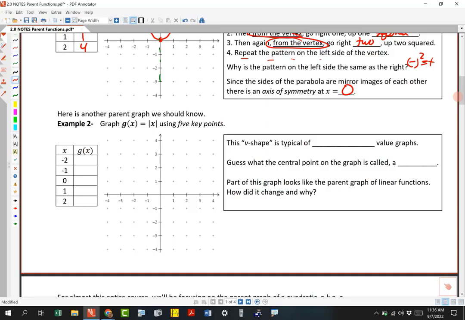This is absolute value. Anybody remember what absolute value means? Sai? Distance from 0, and distance is always positive, so that means the answers are always going to be positive. So take a look at this. If I plug in a negative 2 and I take the absolute value, I get 2. If I take the absolute value of negative 1, I get 1. Absolute value of 0 is 0, and this is 1, and that's a 2.